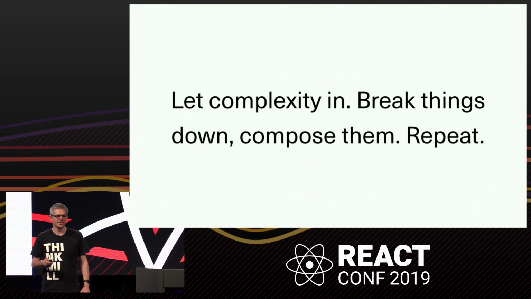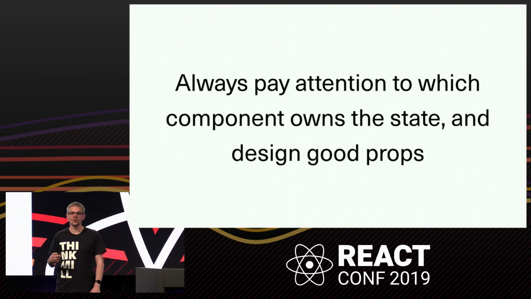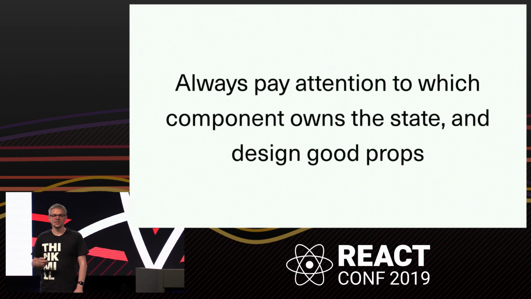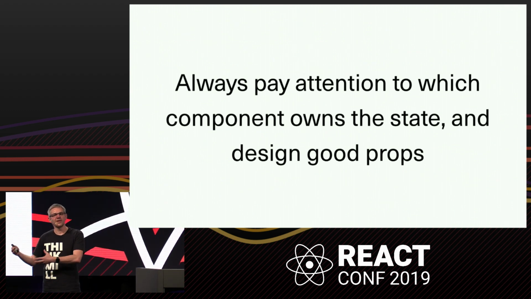The reason why is it allows you to let complexity in and then break things down, compose them back together again, and repeat. The secret to doing that successfully is paying attention to which component owns the state and just designing good props with that in mind. All of the bad things I've seen happen in React applications is when people haven't thought about which component should own the state or how that should be able to be controlled. I want to say it's that simple, but it's not. It's actually really hard, but it kind of ends up being that simple once you get your head around it.